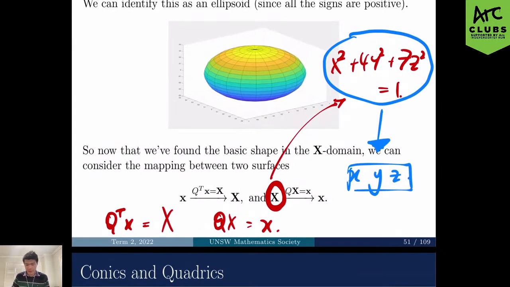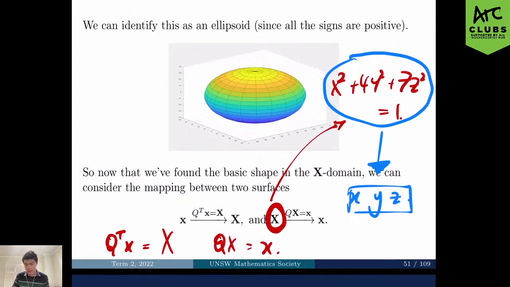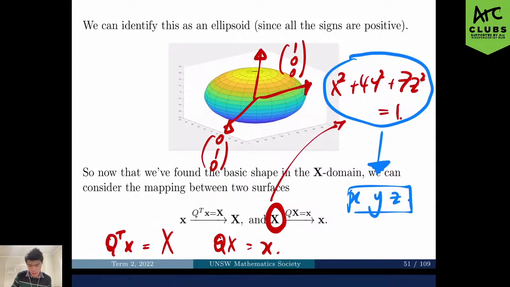So for example, a point that's of note over here is, let's just say we've got the x-axis. So in an ellipsoid, you have three axes. The x-axis, which is the 1, 0, 0 direction. You've got the y-axis, which is the 0, 1, 0 direction. And you've got the z-axis, which is the 0, 0, 1 direction. That's in this big X domain.